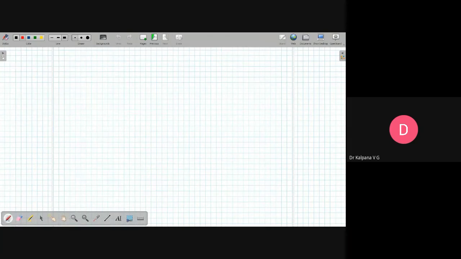Shall we do the problems or can I go with the simply supported beam? Some simple examples in cantilever. Yes. Okay, I'll do some problems in cantilever.